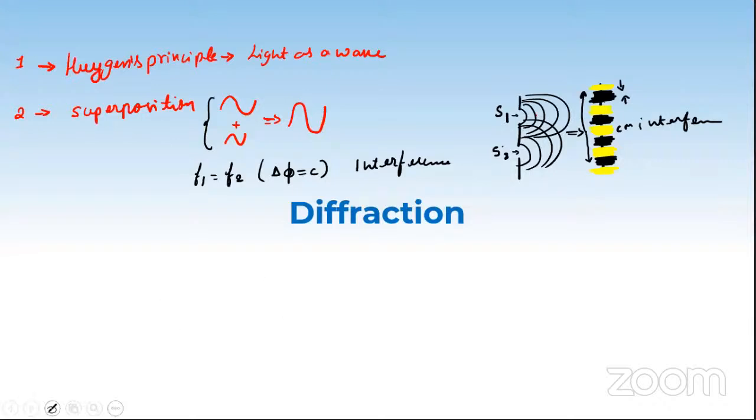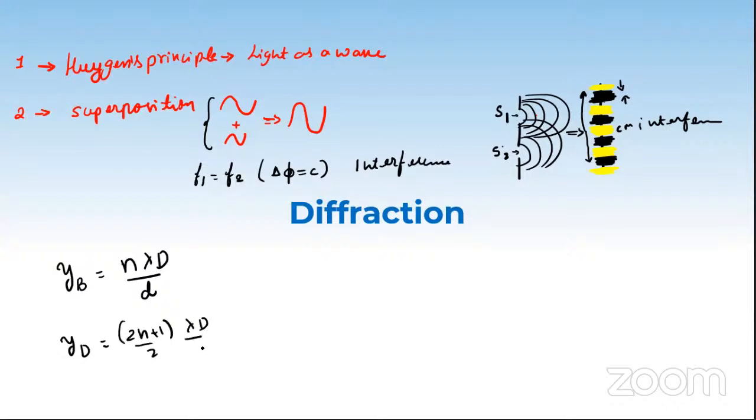Among these, I'll write a few important formulas. Okay. So the height of the bright fringe is given as n lambda D by d. And the height of the dark fringe is given as (2n plus 1) by 2, lambda D by d, right?